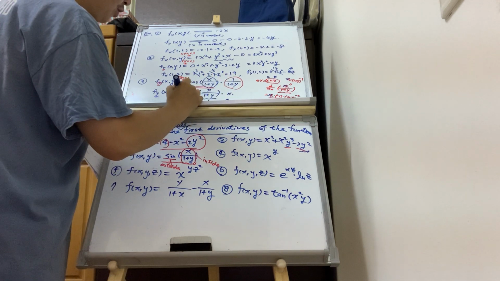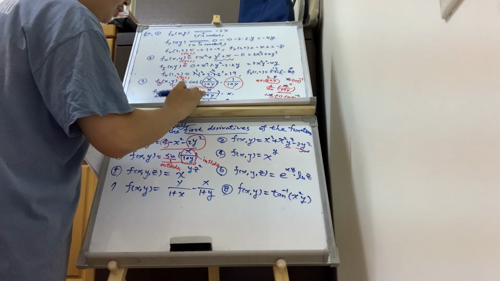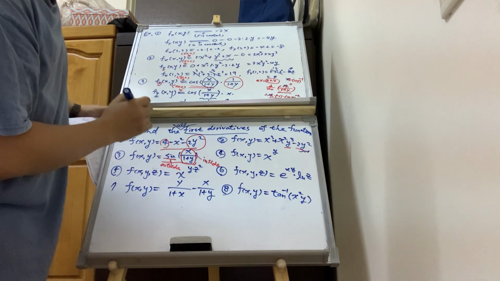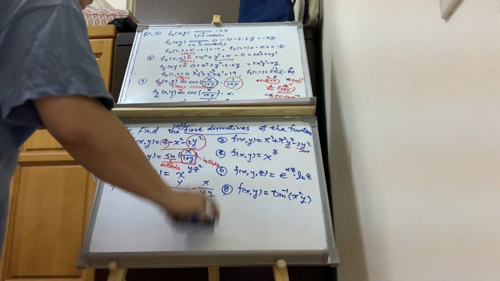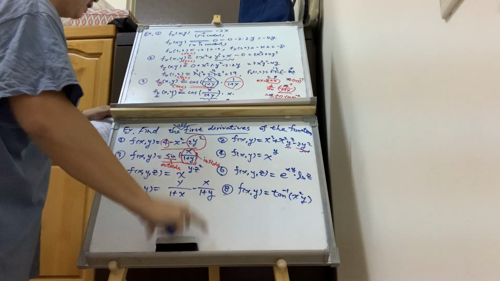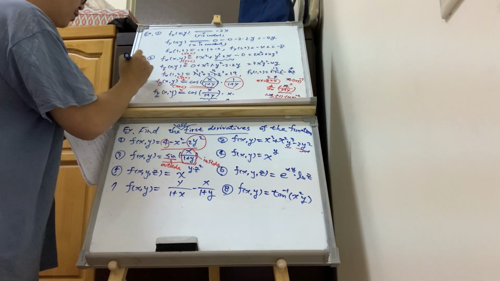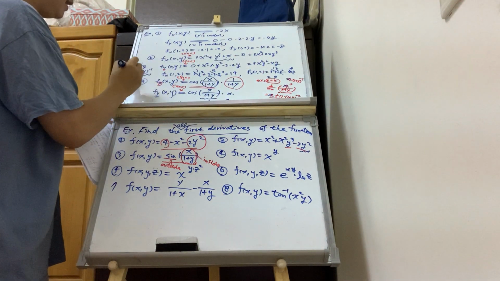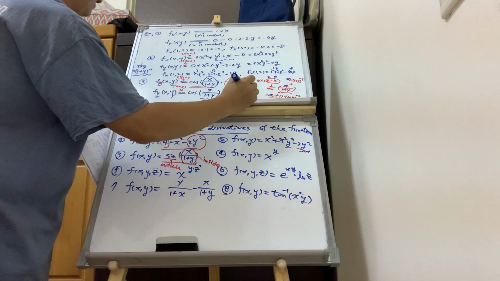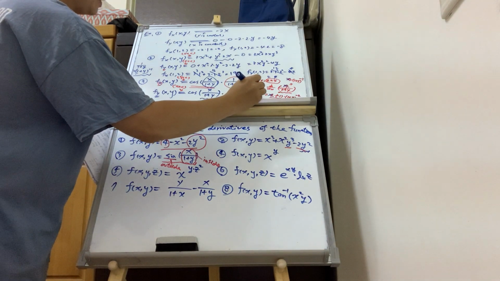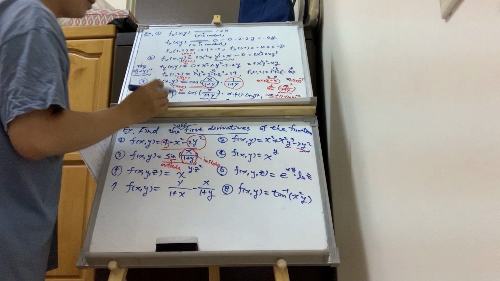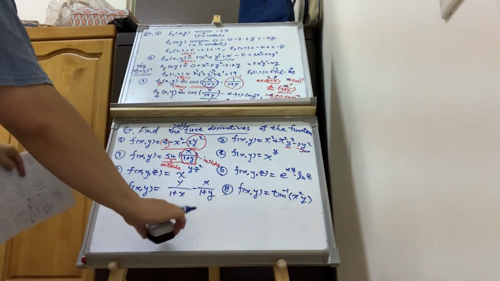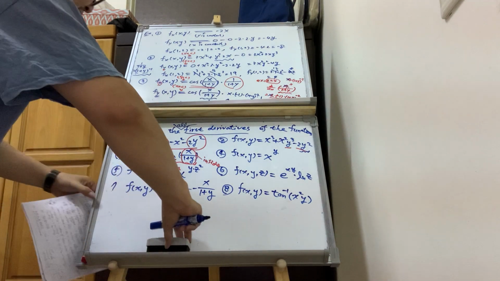And the 1 over 1 plus y, again, we could rewrite as 1 plus y to the power -1. So its derivative is -1 times 1 plus y to the power -2 times the inside function's derivative, so it's this one. So I erase it.